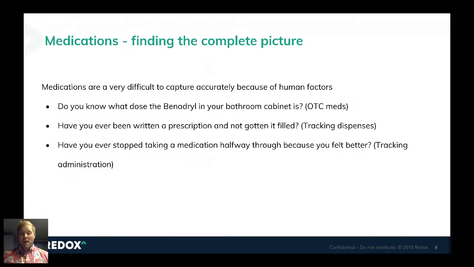Maybe you start taking antibiotics and you find out you're allergic to sulfa, so you stop taking it. That would be something that's difficult to track electronically.